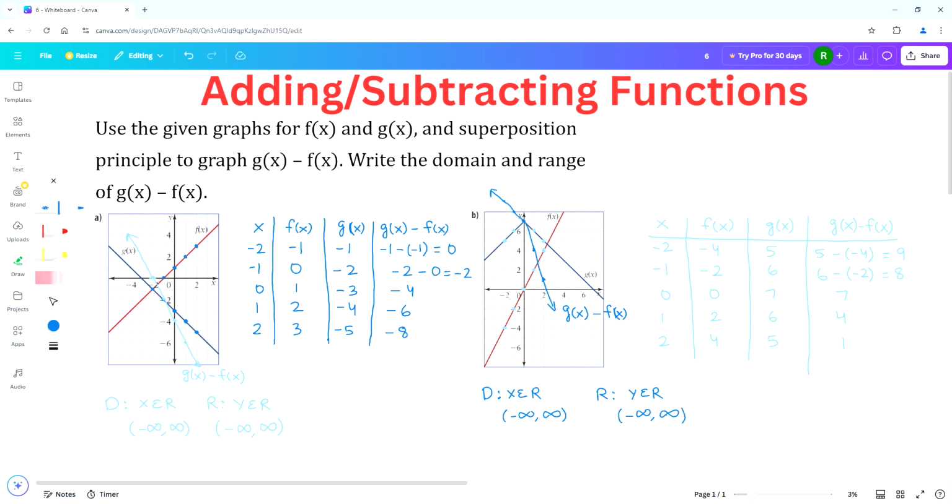So we are done with part B. So these are the steps you have to keep in mind to solve a problem like this one.